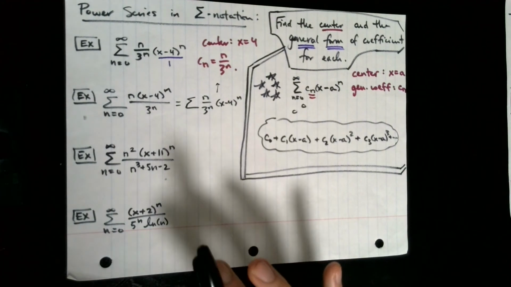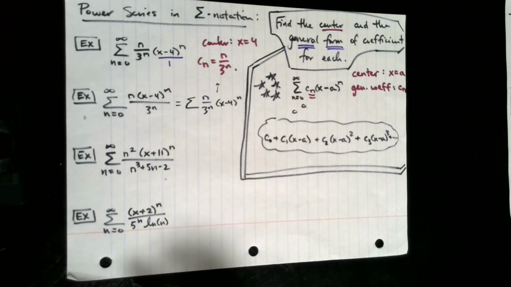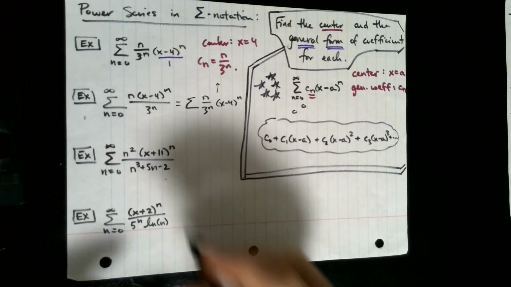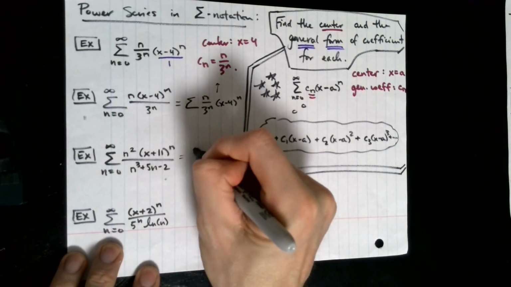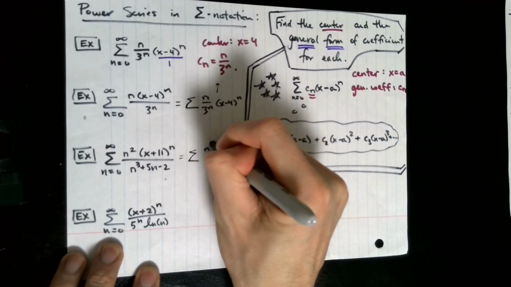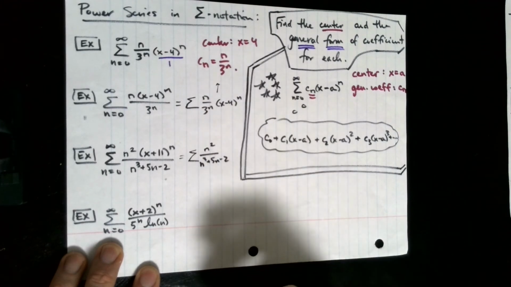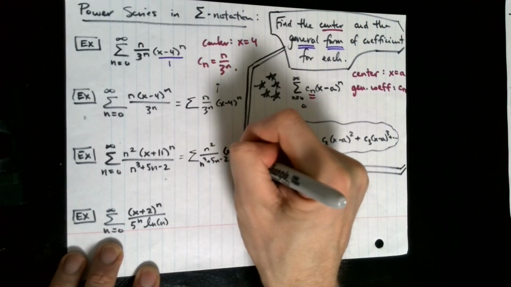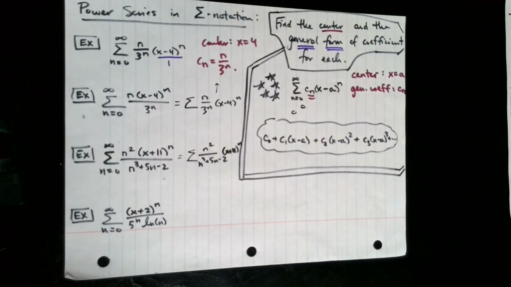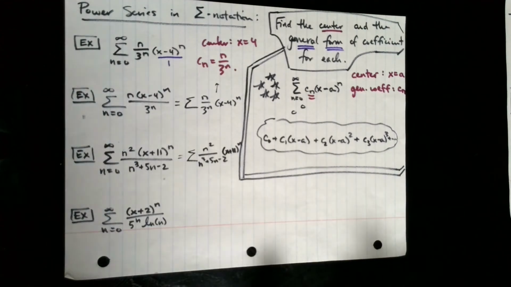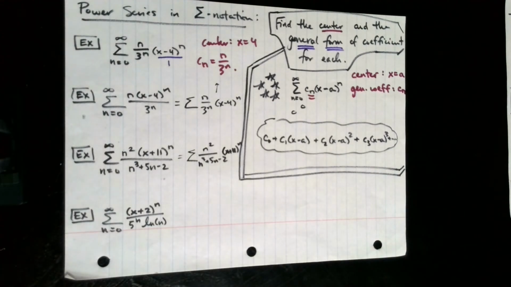But I did this because it demonstrates a tactic that you can apply to any power series if you're trying to identify the center and identify the general form of the coefficient. So look at this series here. If we take our coefficient n squared over n cubed plus 5n minus 2, and we separate it from the power of x, x plus 11 to the n, what we then have is our general coefficient separated from our power of x. And that allows us to see more clearly what the center is and what the general coefficient is.